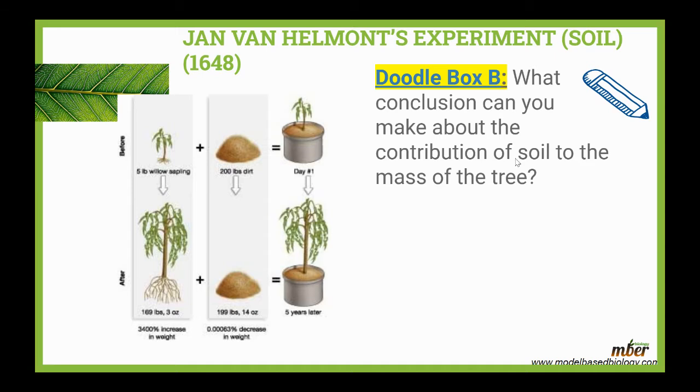So, this guy with a really kind of pompous name, Jan van Helmont, did an experiment in 1648. He took a 5-pound sapling and planted it in 200 pounds of dirt. Five years later, he weighed the plant and it weighed 169 pounds. So that's a 164-pound weight gain. But the soil only lost 2 ounces of weight.